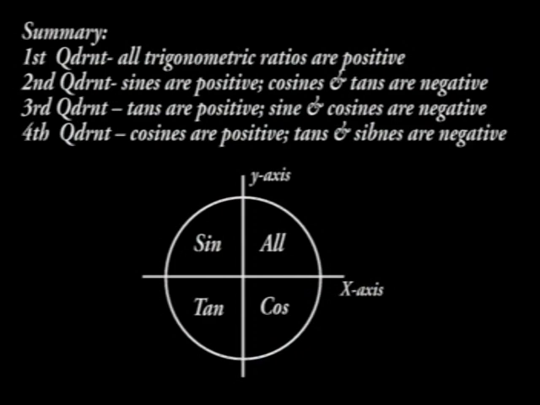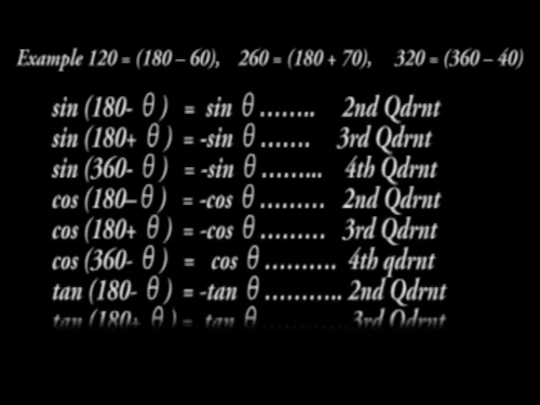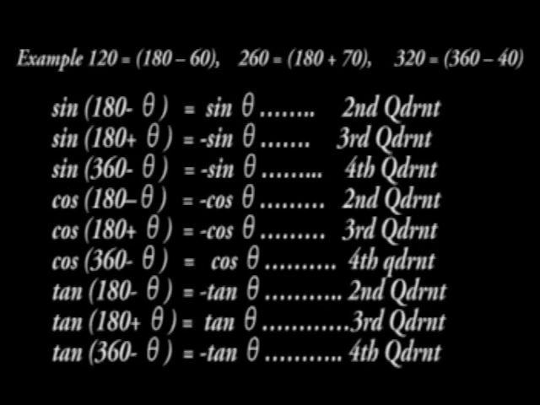Any angle greater than 90 can be expressed in terms of its deviation from 180 degrees or 360 degrees. For example, 120 degrees is equal to 180 minus 60. 260 degrees is equal to 180 plus 70 degrees. 320 is equal to 360 minus 40. The following is true about trigonometric ratios of angles greater than 90 degrees.